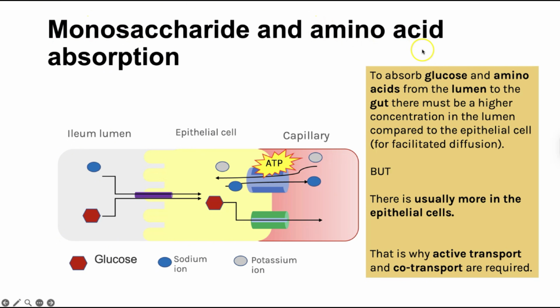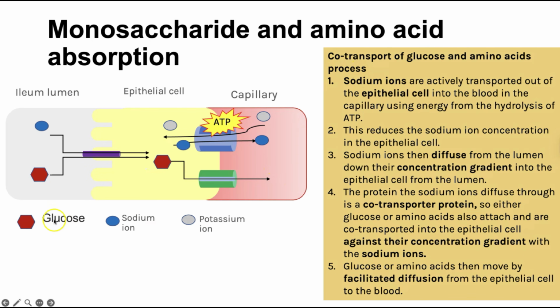Then we need to look at how the products of carbohydrate digestion and protein digestion are absorbed. Products of carbohydrate digestion are monosaccharides, for example glucose. Products of protein digestion are amino acids. Both of these are absorbed into the blood in the same way, and it is co-transport, which you learn in topic 2. For co-transport of glucose, and it'd be exactly the same for amino acids, first of all, sodium ions from the epithelial cell are actively transported into the blood. This creates a concentration gradient of sodium ions from the ileum into the epithelial cell.